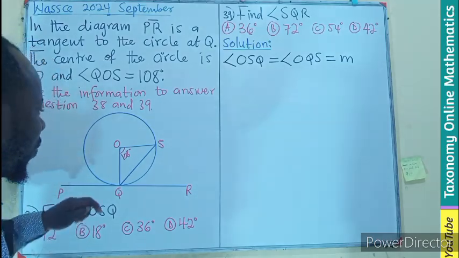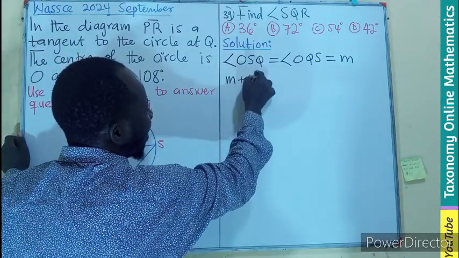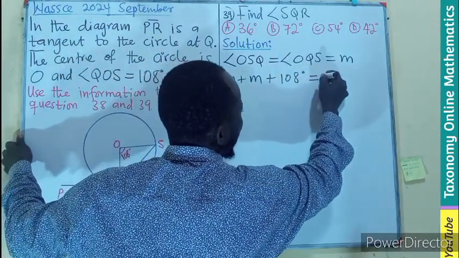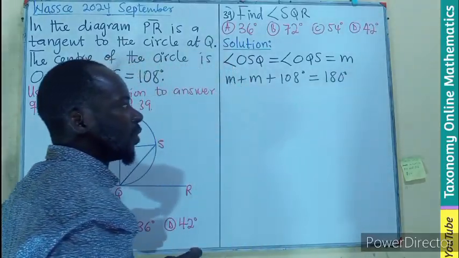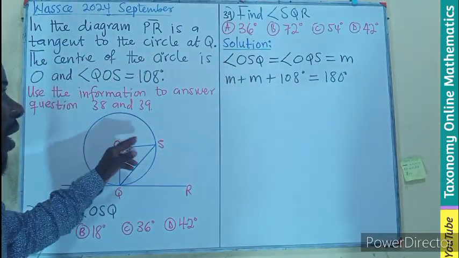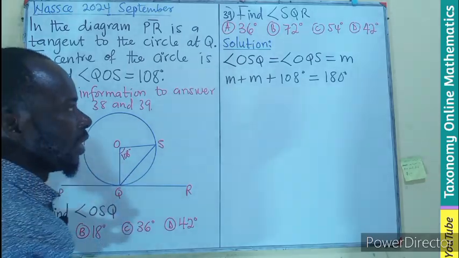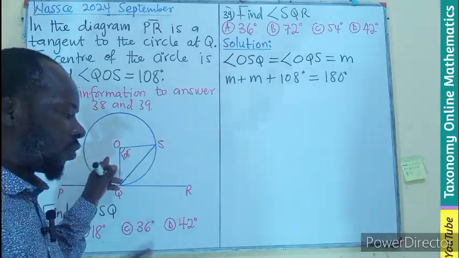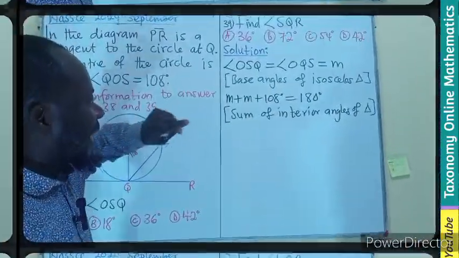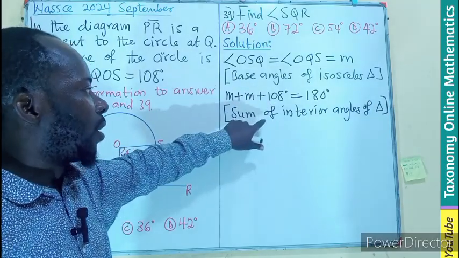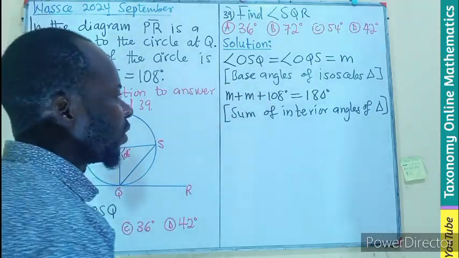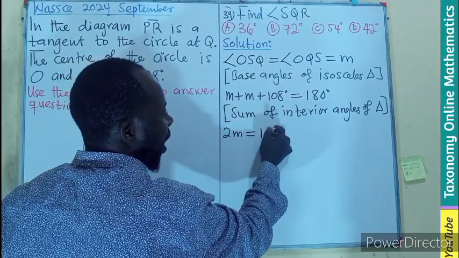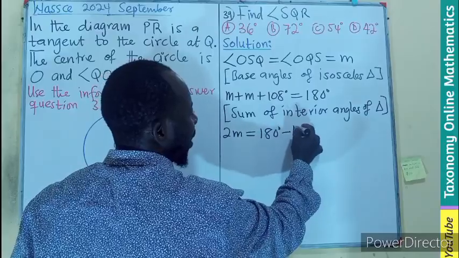So if that's the case, we can say that M plus M, that is these two areas, plus 108 degrees will give us 180 degrees. And the property is going to be the sum of the interior angles of a triangle. The other property is going to be the base angles of an isosceles triangle. So let's indicate that. Then adding all these three angles is also the sum of interior angles of a triangle. Don't forget, this will become 2M equals 180 minus 108.